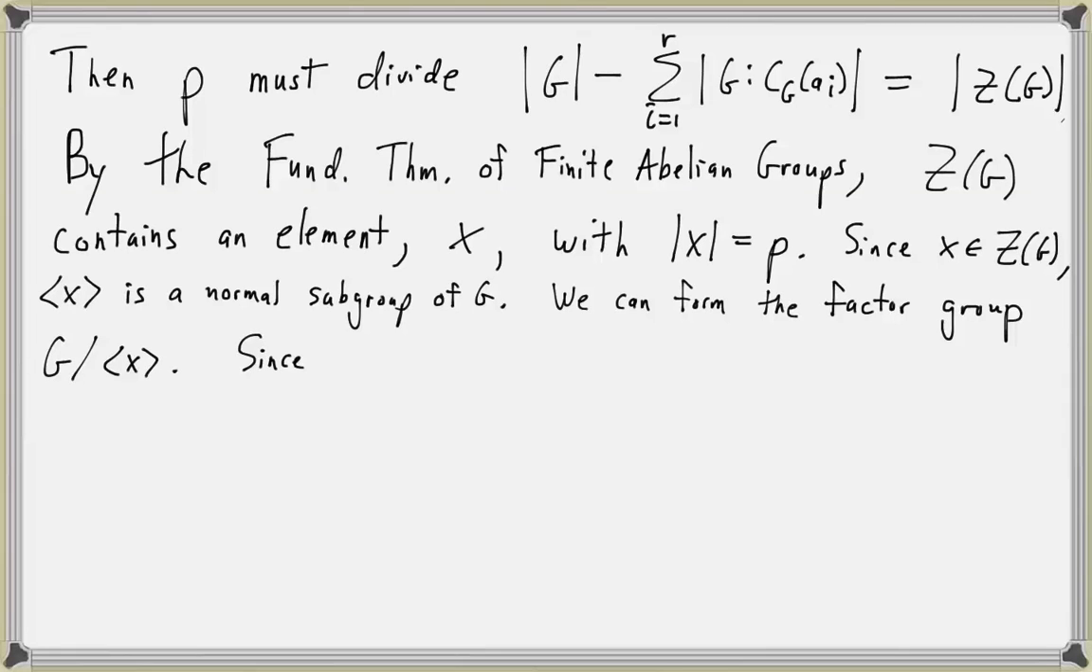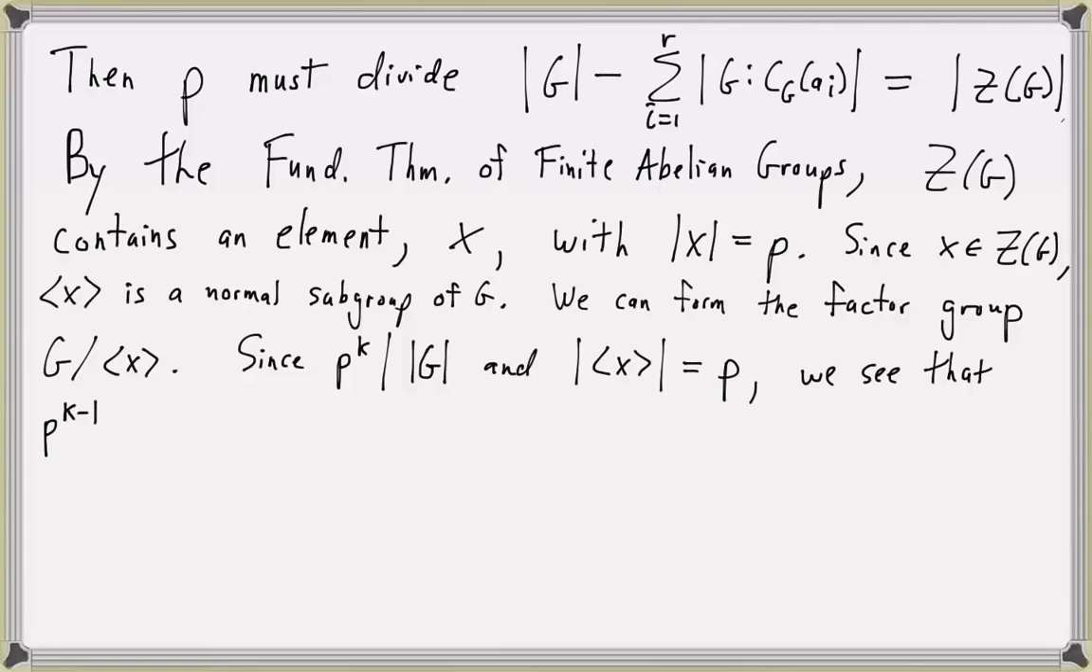Now, P to the K divides the order of G, and the order of the cyclic subgroup generated by X is equal to P. We see that P to the K minus 1 must divide the order of G mod the cyclic subgroup generated by X. And the order of the group G mod the cyclic subgroup generated by X is less than the order of G. And so by our inductive hypothesis, this group has a subgroup of order P to the K minus 1.